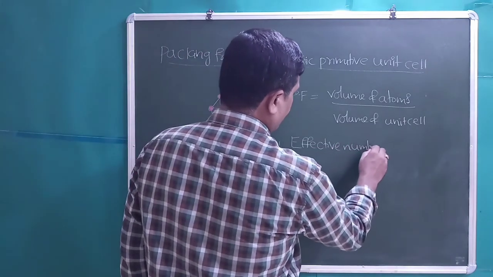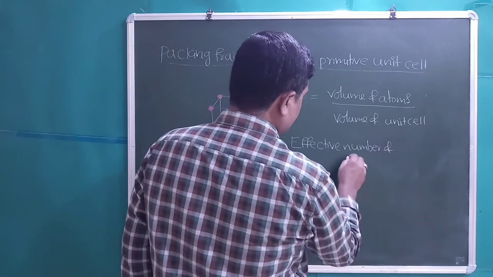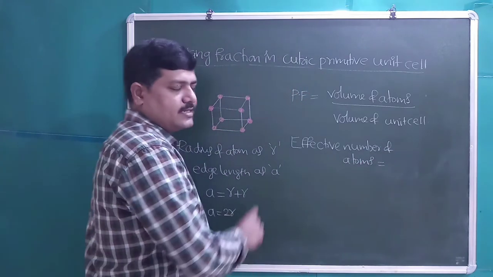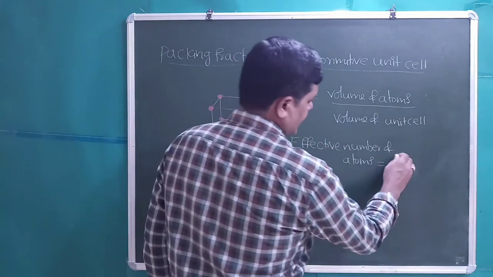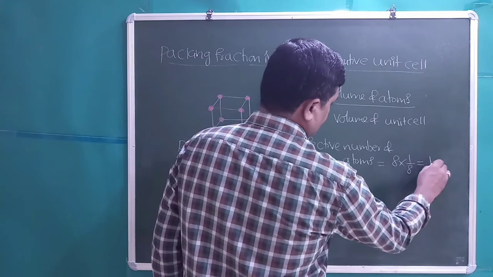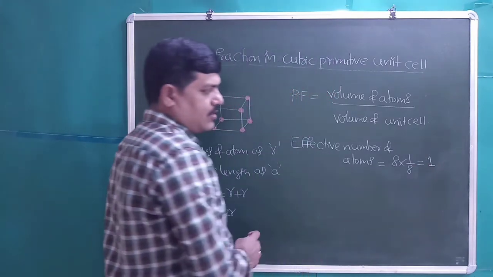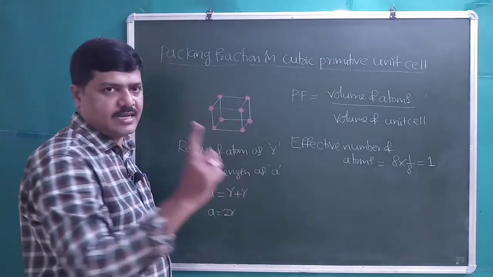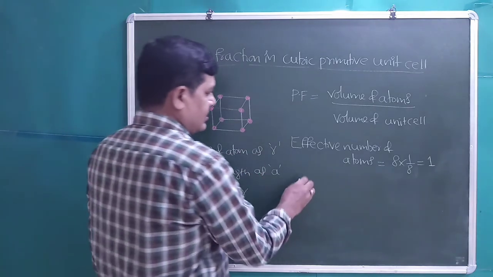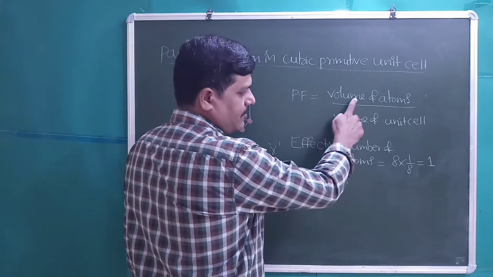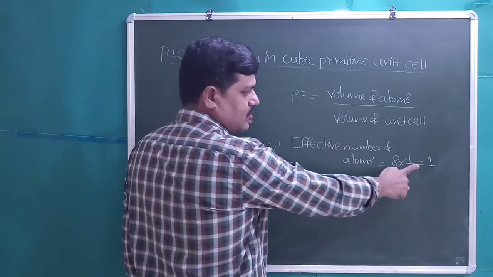Effective number of atoms in the unit cell is equal to 8 corner atoms are present, 8 into corner atom contribution, which is 1 by 8. So the effective number of atoms per unit cell for the cubic primitive unit cell is 1, we are getting, right? Effective number of atoms is only 1.